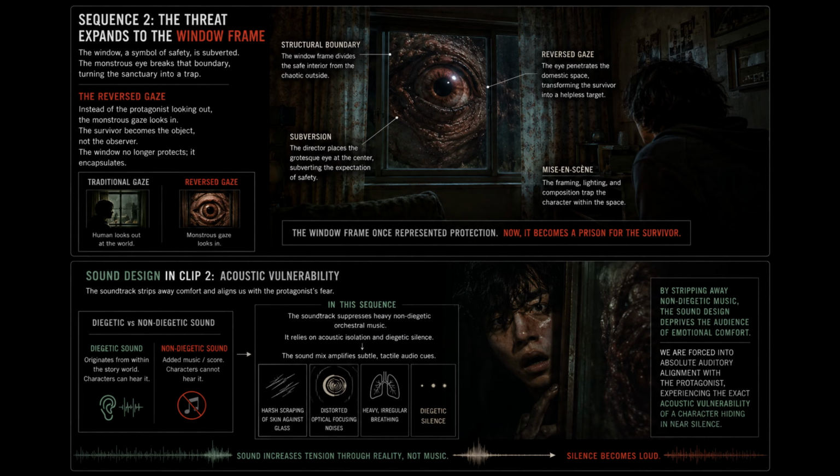When these elements align, cinema does more than merely tell a story. It allows the audience to physically experience space, fear, and survival.